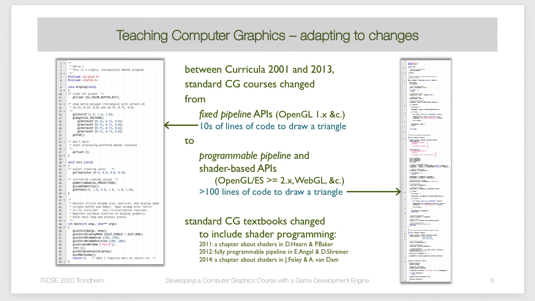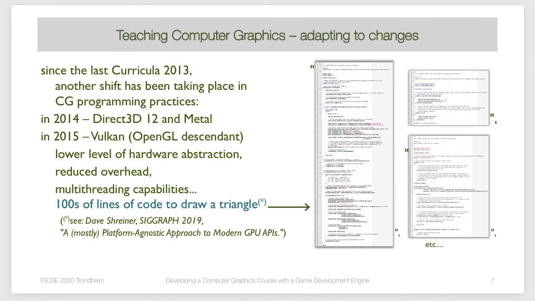But that's what we adapted in those years, and that's how standard computer graphics textbooks also changed to include shader programming. But now, since the last curricula, these APIs have changed again, maybe even more drastically. Direct3D, Metal, Vulkan, all these now provide a lower level of hardware abstraction, reduced overhead, multi-threading capabilities, and they require hundreds of lines of code to set up just to draw that simple triangle.